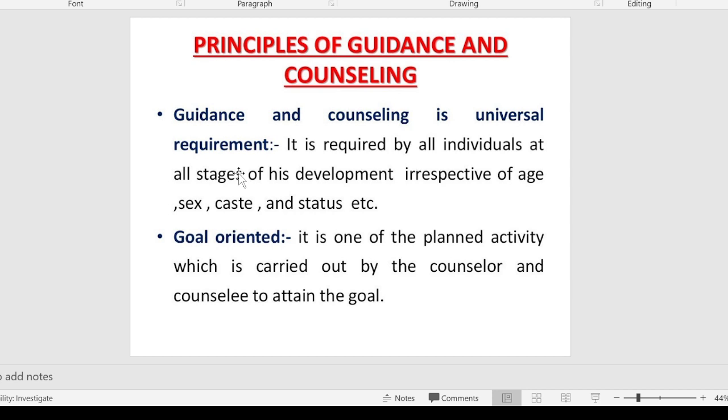So it is a universal requirement. That means it is required by all ages and all developments, and irrespective of age, sex, caste and status. And it is goal oriented also. Always the guidance is goal oriented. Suppose a person is at the age of 60 and you are telling the importance of intermediate, there is no use. So guidance and counseling is always goal oriented.